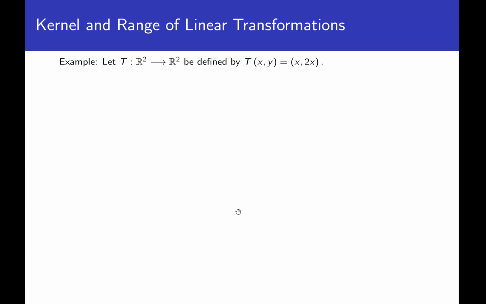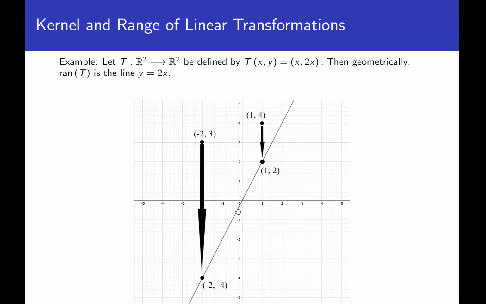So let's look at something that's not onto, since everything we've done so far has been onto. So let's do this transformation where a point x comma y gets mapped to x comma 2x. Okay. Well, let's see what happens geometrically. So notice that I'm taking any point and I'm mapping it to the same x coordinate and double the y coordinate. So let's just look at these 2 points that we have here.